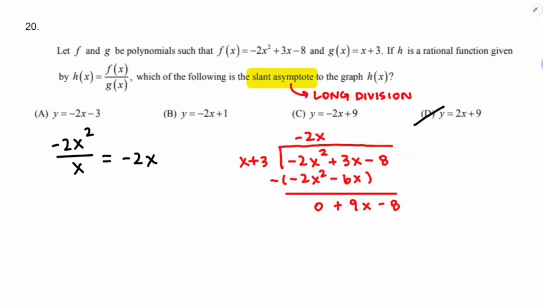And what do I multiply x by to get 9x? That would be a positive 9. Negative 2x plus 9, that'll be enough. There's going to be a remainder, and that's what makes it an interesting rational function. We're just interested in the slanted asymptote, and that'll just be what we can read off right there.